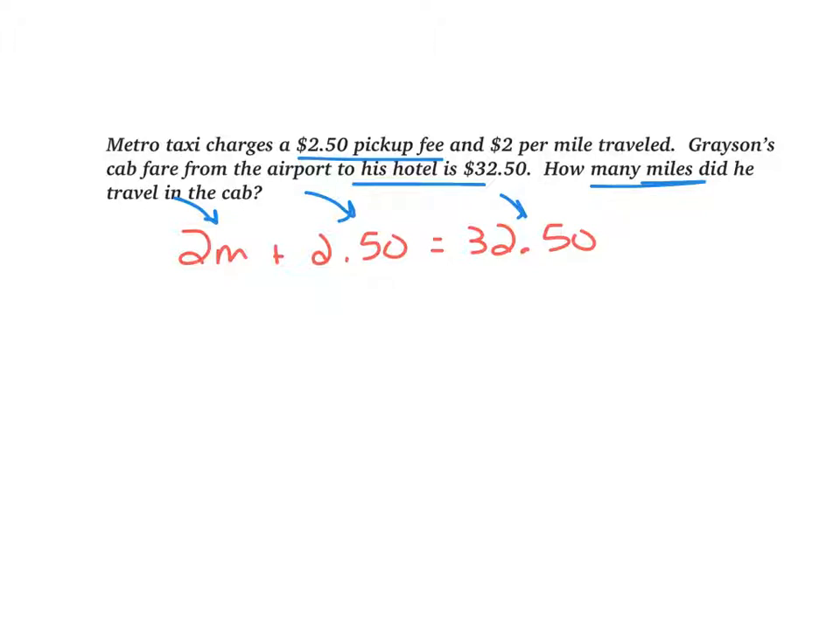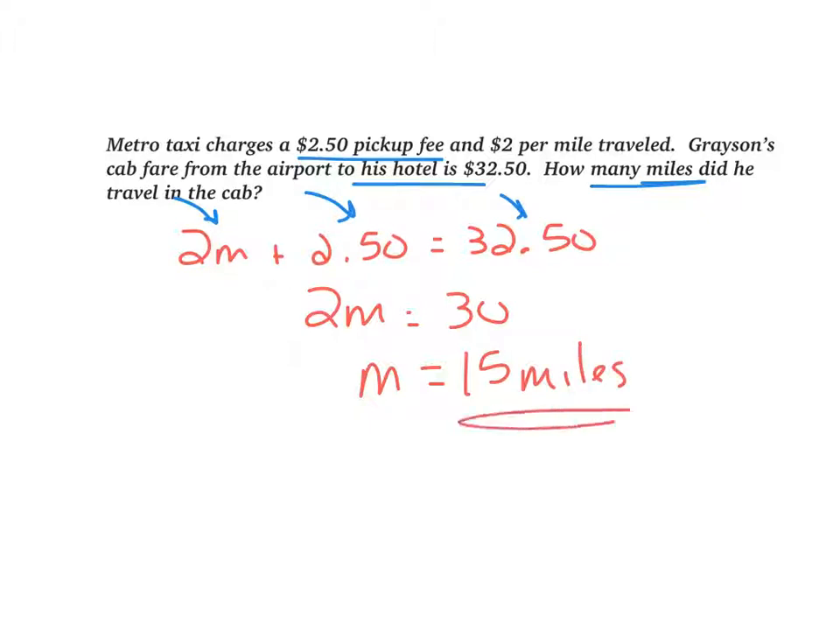Hopefully that makes sense to you. And it's real simple to solve. I'm just going to move the 2.50 to the other side. That would make that 30. Divide by 2. That's 15. So that means he's going to go, oh yeah, I used M for miles. So his trip is 15 miles. It cost him $32.50 to go 15 miles to his hotel.